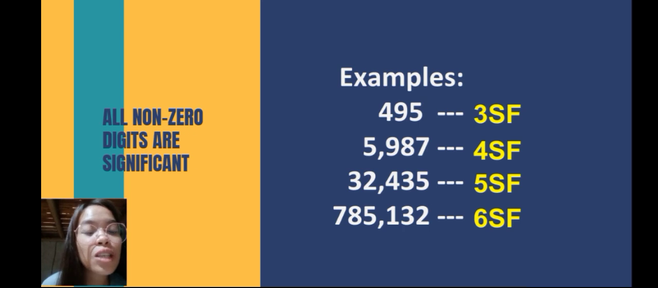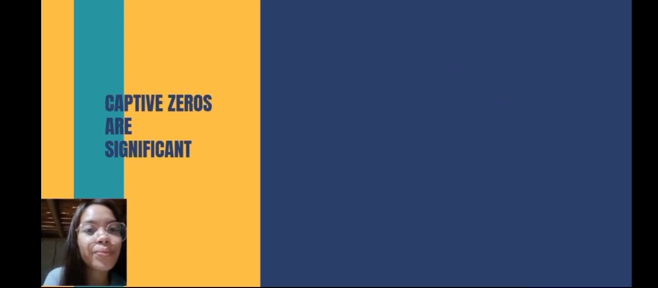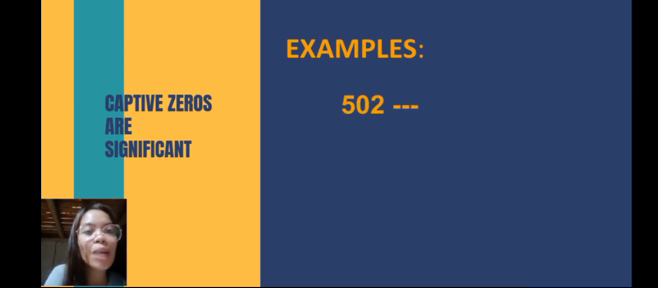So let's proceed to the second rule, which is captive zeros are significant. We have some examples. When we say captive zeros, these are the zeros that are in between two significant digits. So the zeros are in between the non-zero digits. Like in this problem, we have 502, where the 0 is in between 5 and 2. Therefore, we have 3 significant figures.